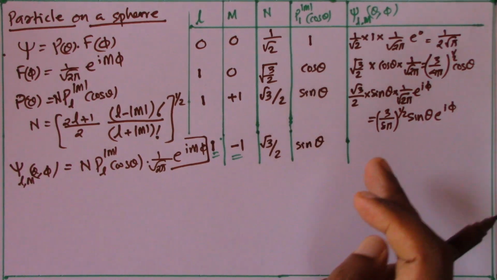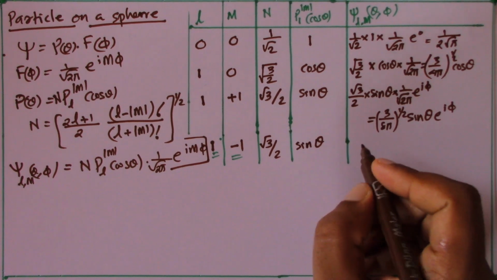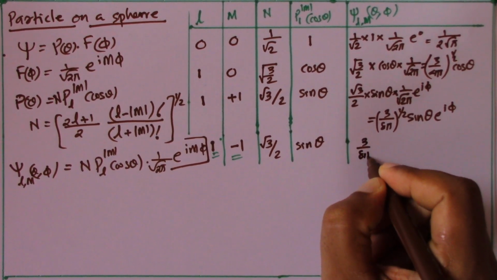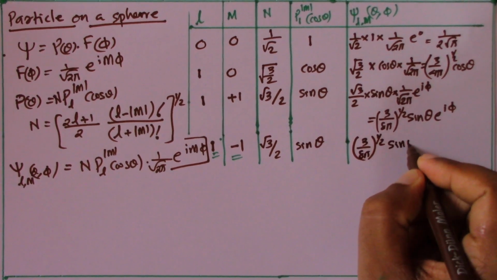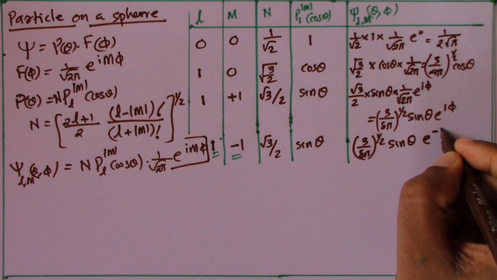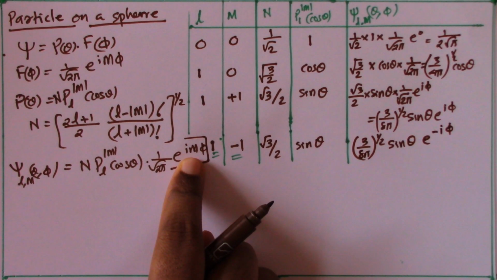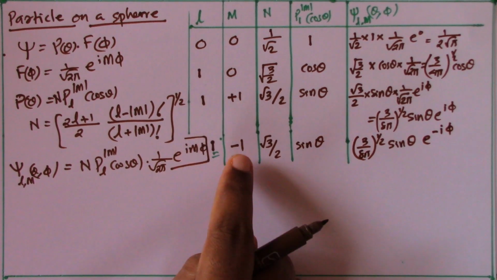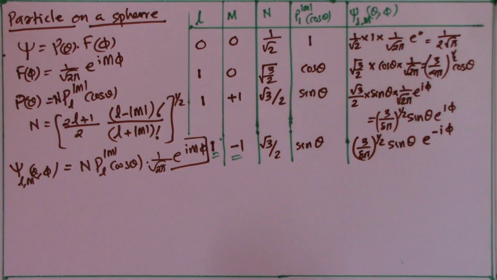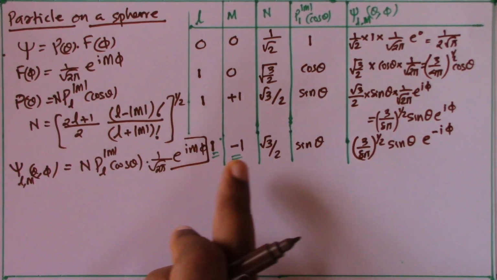Therefore, our psi lm theta phi is equal to 3 by 8 pi raised to half, sin theta, e raised to minus i phi, because it is e raised to i m phi. M in this case, it is not the absolute value that we have to put here. We have to put the real value, that is e raised to minus i m phi, because m is equal to minus 1. So we have the complete wave function for L is equal to 1 and m is equal to minus 1.